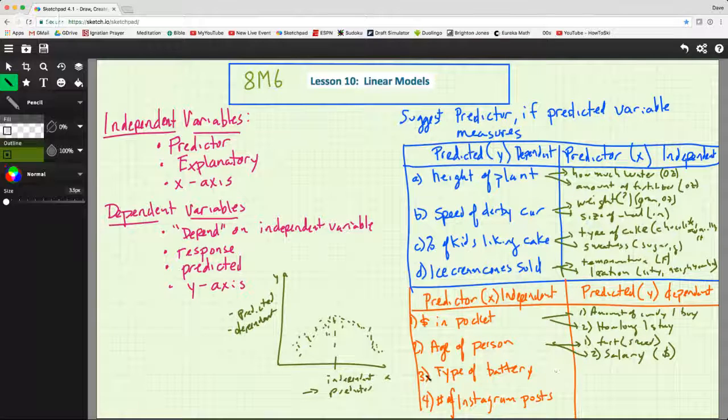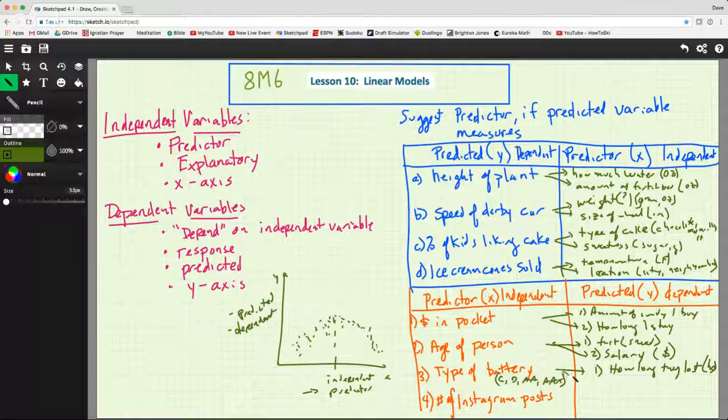Type of battery. What could that predict? Let's see. Type of battery, different types of batteries, like C, D, AA, AAA batteries. The type might predict how long they last, and you might measure that in hours.